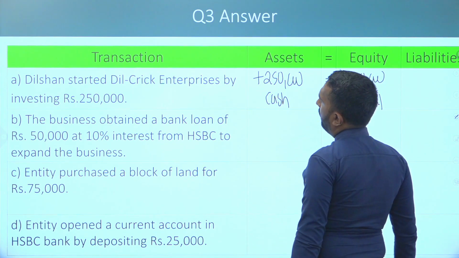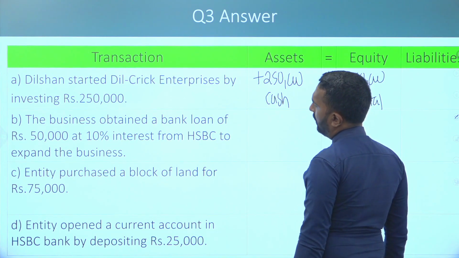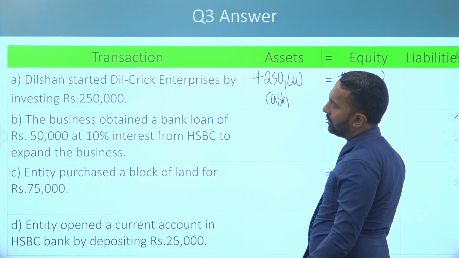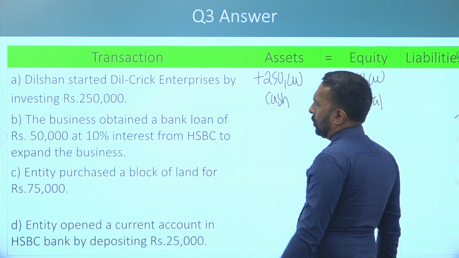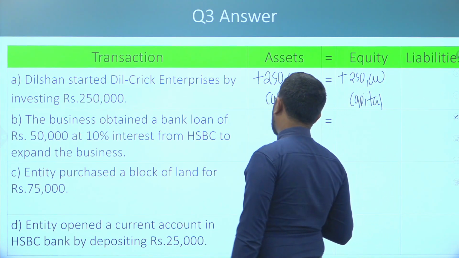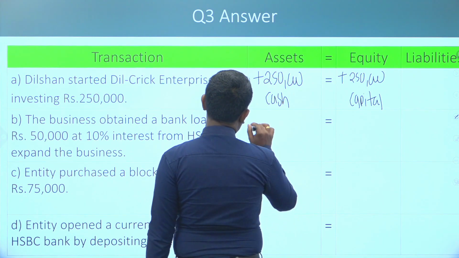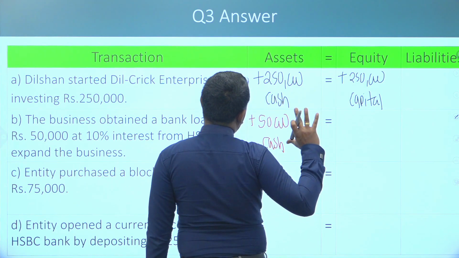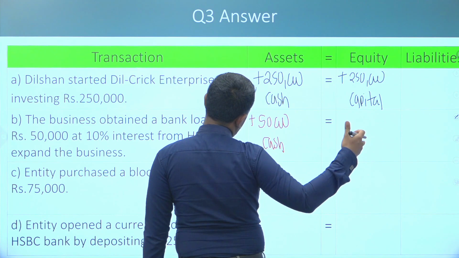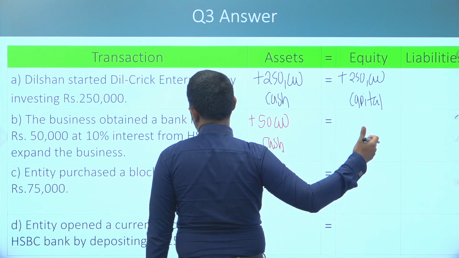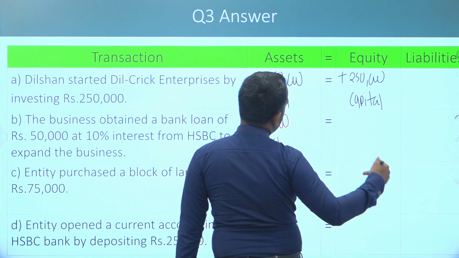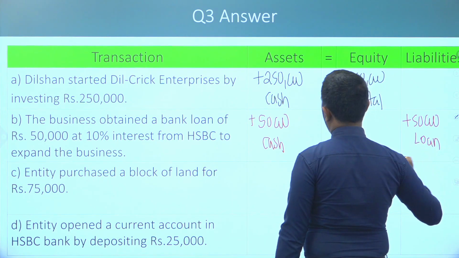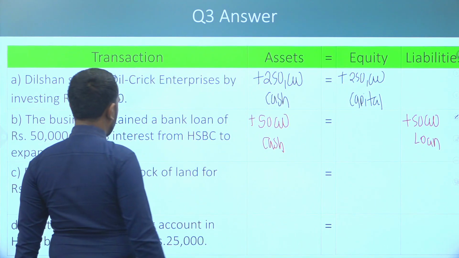Right, then part B says the business obtained a bank loan of 50,000 to expand the business at a 10% interest rate. When the loan is given, don't worry about the interest; that comes separately. So we are getting a loan of 50,000. From Dilkrik's side, I'm getting cash to the value of 50,000. And now I have an external commitment because I have to pay this 50,000 loan back to HSBC. So this external commitment, we put as a loan. So I have a loan of 50,000.